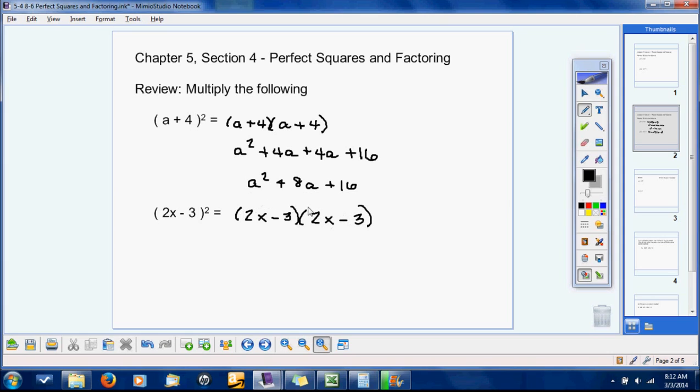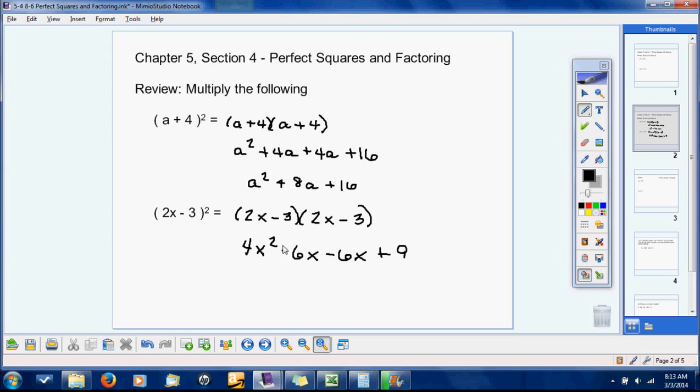Once again, first terms, 2 times 2 is 4x squared. The outer terms, 2 times negative 3 is negative 6x. Inner terms, once again, we get a 6x. And the last term's 9. Notice the beginning and the end. The first term and the last terms are perfect squares. 2x times 2x is 4x squared. 3 times 3 is 9.